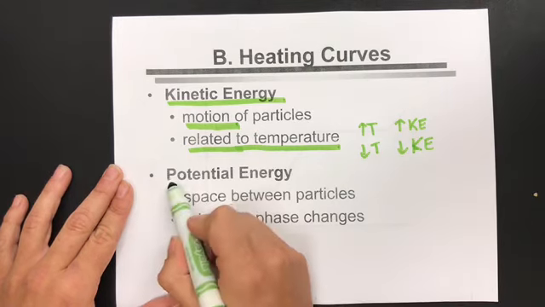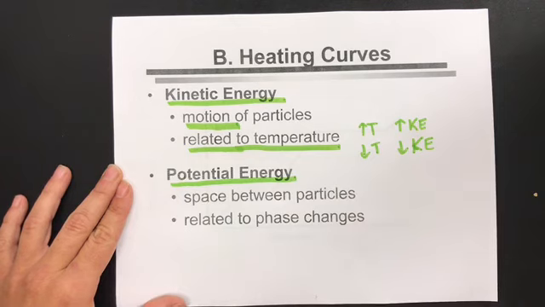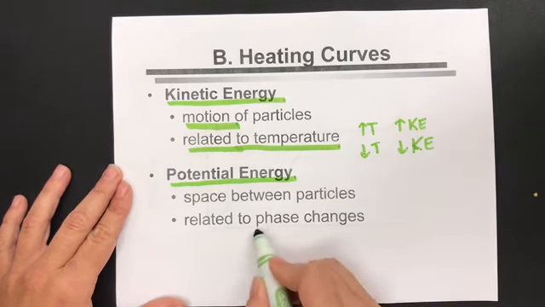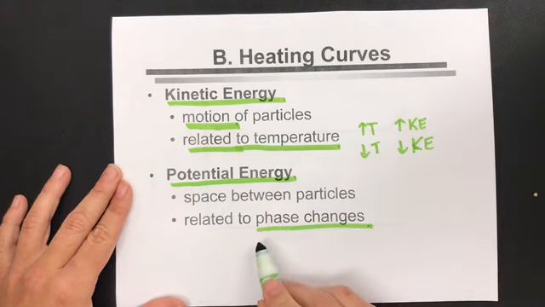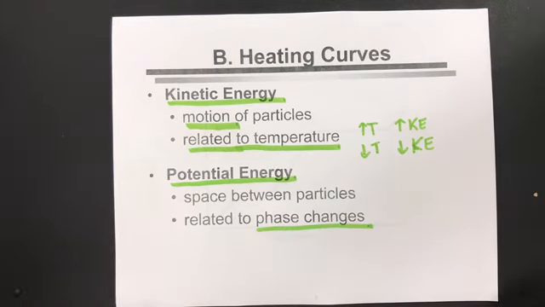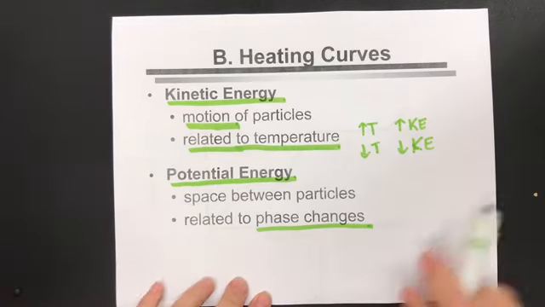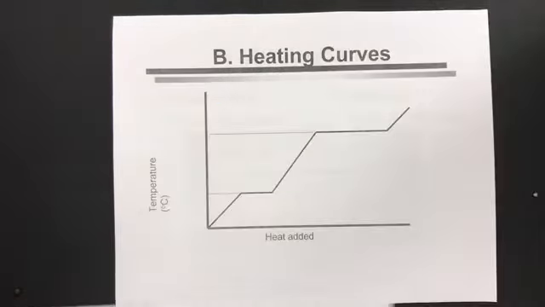Okay? Potential energy. You have the potential to become something. So this is the space between your particles. This is related to phase changes. It has the potential to become a solid. It has the potential to become a liquid. This is why it's phase changes here. Now, I'm going to come back to the whole kinetic and potential energy thing in just a second.